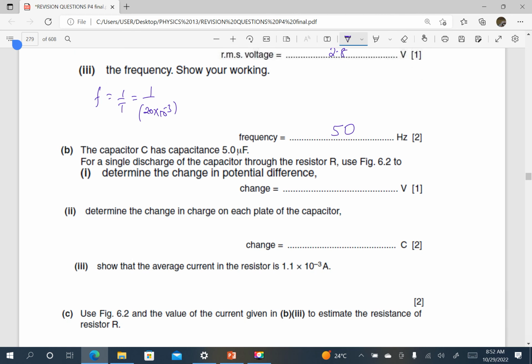Then the capacitor C has capacitance 5.0 microfarads. For a single discharge of the capacitor through the resistor R, use the figure to determine the change in potential difference.